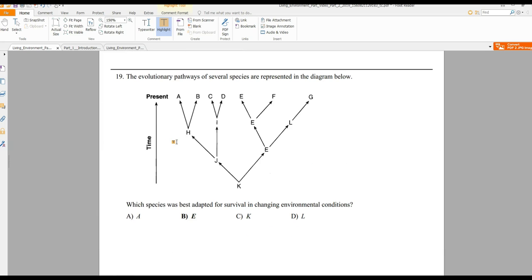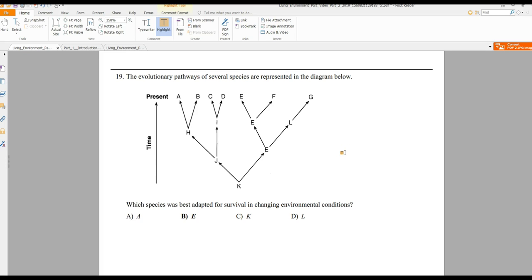Moving on. Phylogenetic trees. More with evolution. Phylogenetic trees are trees, they're like family trees. And they tell you what species are closely related and which ones are not closely related. So here it says the evolutionary pathways of several species are represented in the diagram below. I'm going to break this down for you.